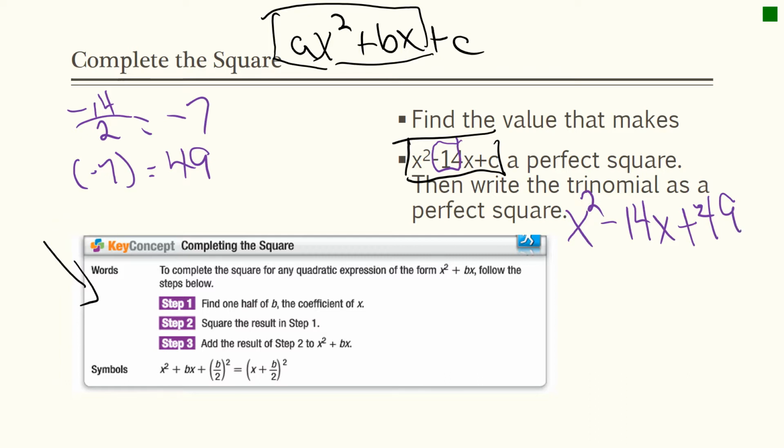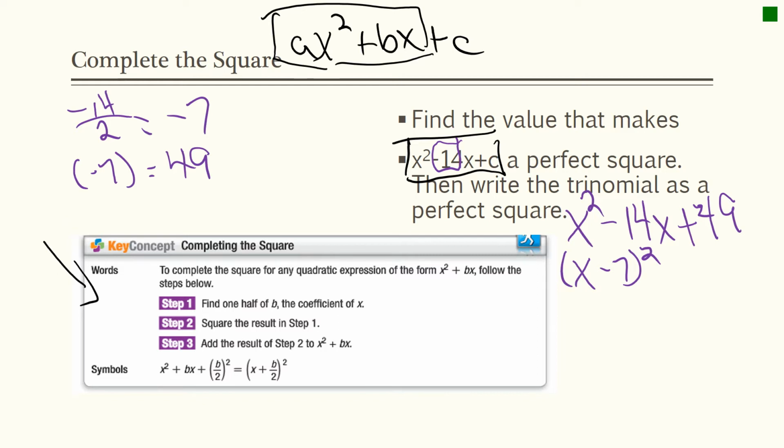Okay, so then x squared minus 14x plus 49 is a perfect square, and I could write that as x minus 7 squared. And if I FOIL that out, x minus 7 squared, well, x times x is x squared, and x times negative 7 is negative 7x, and negative 7 times x is negative 7x, and then negative 7 times negative 7 is 49. Then I'd end up with x squared minus 14x plus 49.